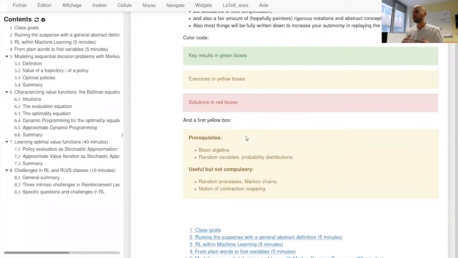Here are the prerequisites, which I suppose everybody has for this class. I suppose everybody knows about basic algebra, so vectors, matrices, vector spaces, and notions about random variables and probability distributions. These are the strict prerequisites. Useful but not compulsory are the notions of random processes, Markov chains, the notion of contraction mapping, and I should add, and probably forgot to put it in the notebook, the notions linked to optimization, such as gradient descent, stochastic gradient descent, or stochastic approximation. If you're not really familiar with all that, I will take you through it. It's useful, but not compulsory.